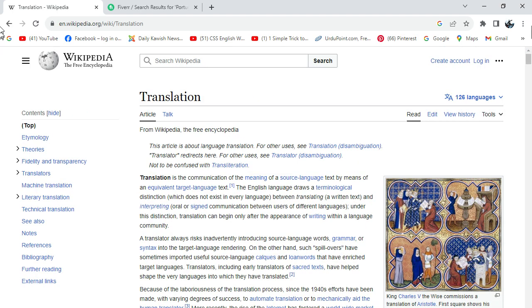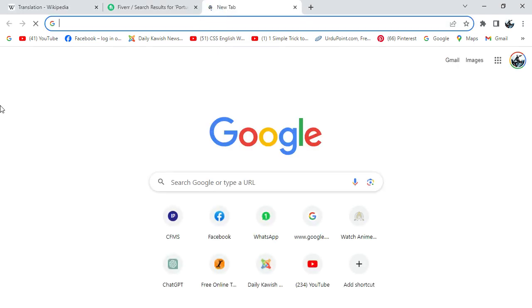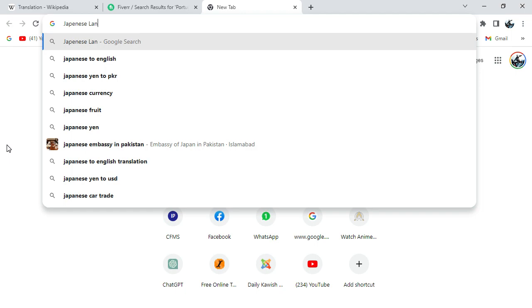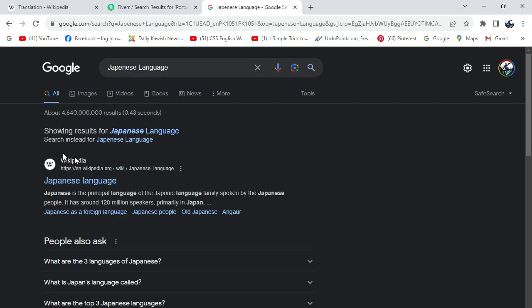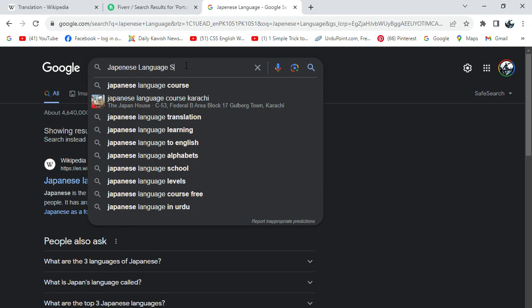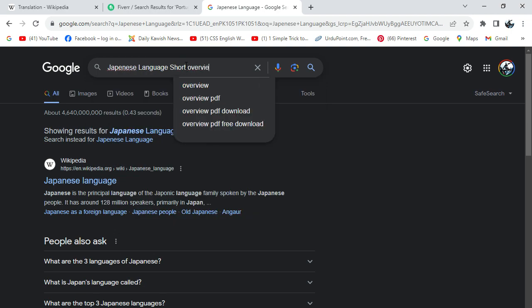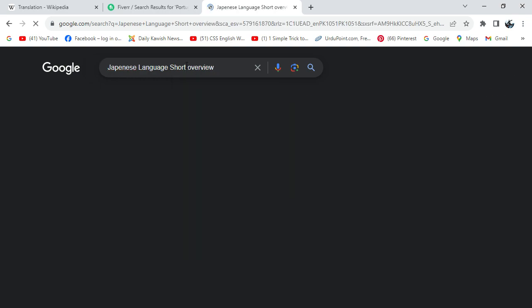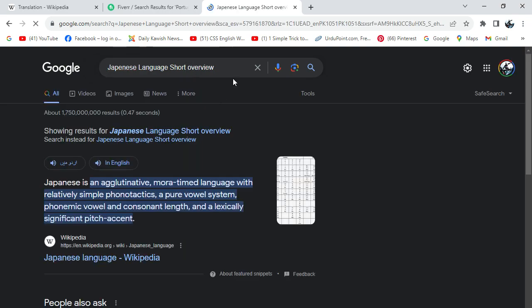So that was the short information provided on Wikipedia about the word translation. I hope now you've understood this word and have a good idea about it. So now let's move forward to the Japanese language. We'll also take a look at short information about the Japanese language, and we'll search about it on Google Chrome. We'll search here Japanese language short overview to get a little bit of knowledge about this language. So here's the paragraph, and by reading it, we'll get to know a little bit about the Japanese language.